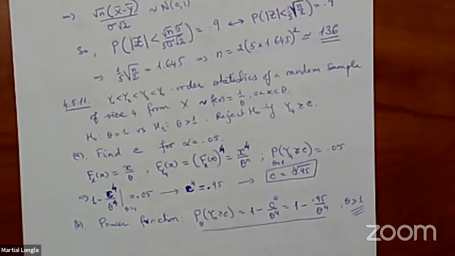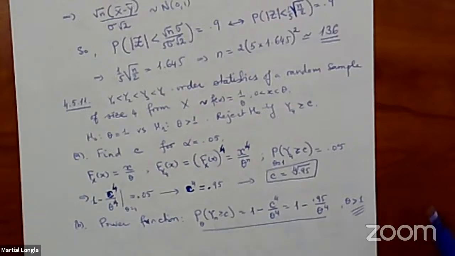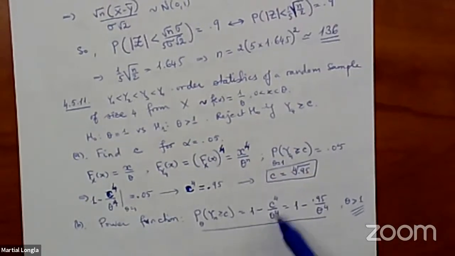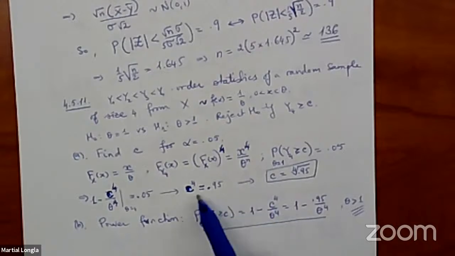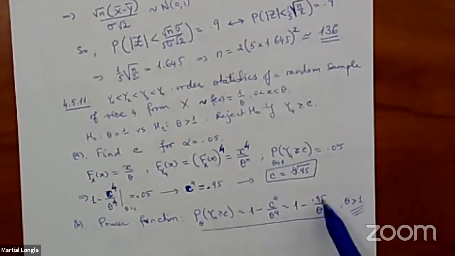And the second question asks for the power function. The power function is the same probability, now for the values of theta that are in the alternative. So that's the same formula you already had here. You don't need to do it again. It's just 1 minus C over theta to the power 4. But you got here that C to the power 4 is 0.95. So that's the power function.